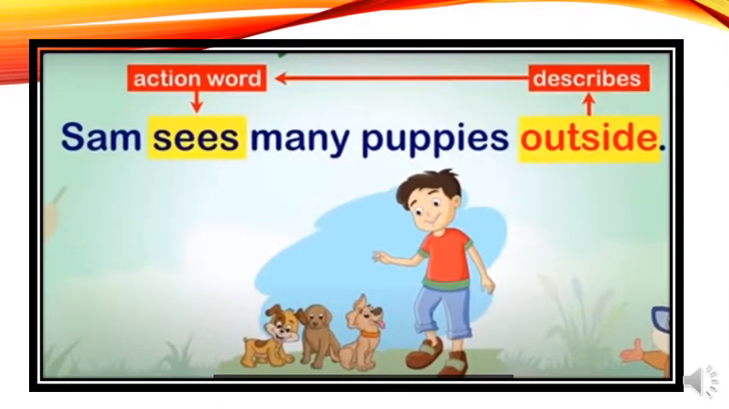Dear students, let's have a look at another example. Sam sees many puppies outside. In this example, the word outside tells us where the action of seeing the puppy happened. That is, outside describes the action word sees.